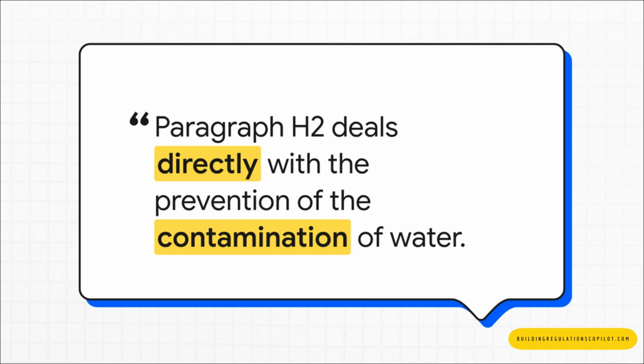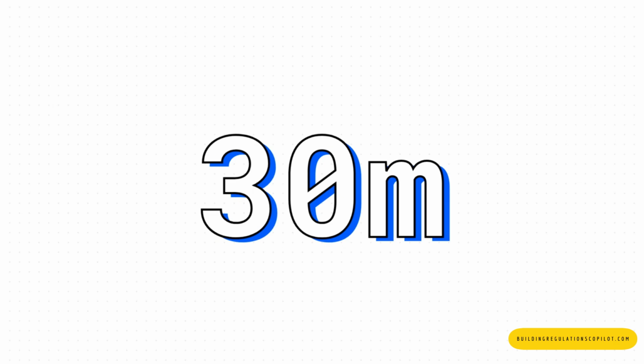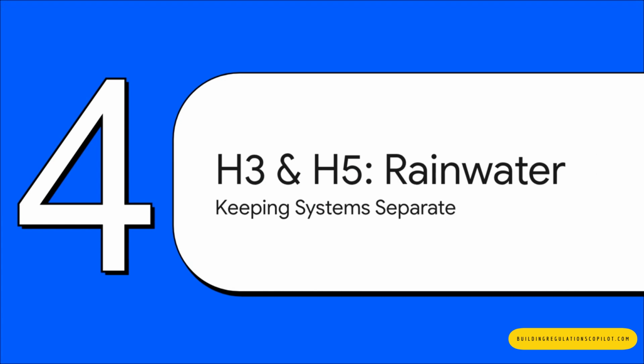That's a huge responsibility. And here's a practical number you'll want to remember from H2: 30 meters. The guidance says your septic tank or cesspool should be no more than 30 meters from where a vehicle can access it, and the reason for that is pretty straightforward. The giant tanker that has to come and empty it needs to be able to reach it with its hose.